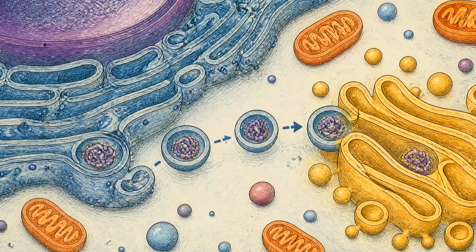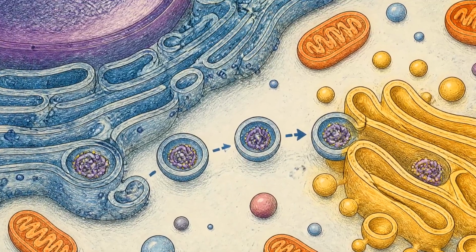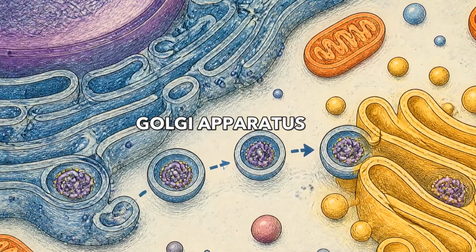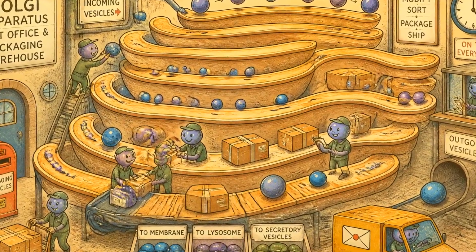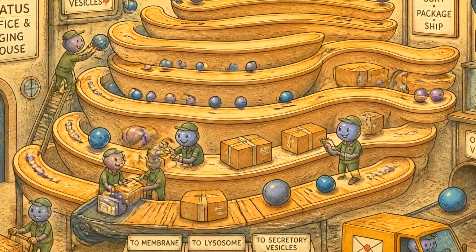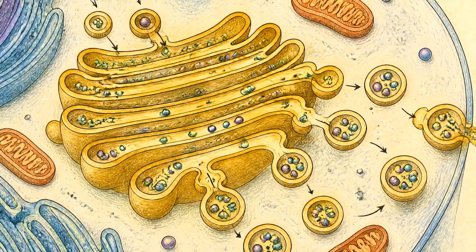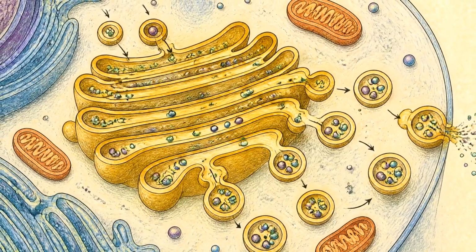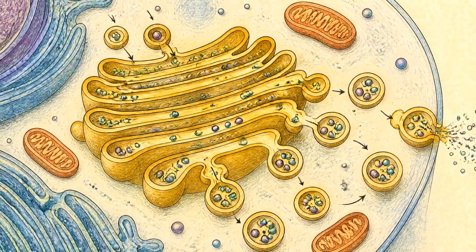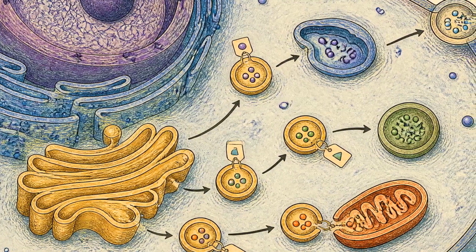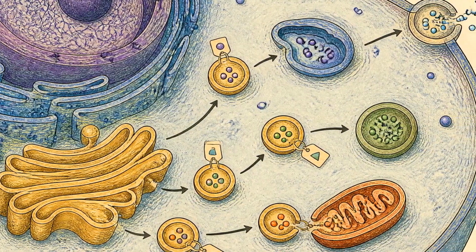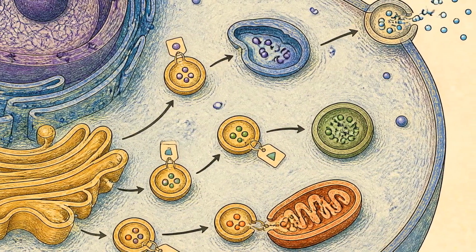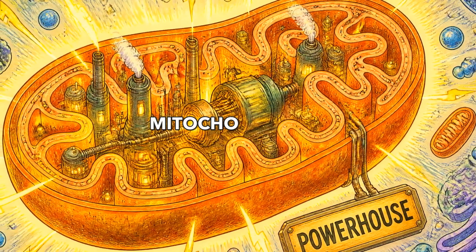Once proteins are made, they aren't immediately ready to use. They first travel to the Golgi Apparatus. Think of the Golgi as the cell's shipping and packaging center. It modifies proteins, sorts them, packages them into small sacs called vesicles, and sends them exactly where they're needed. Whether the protein stays inside the cell or gets released outside, the Golgi makes sure it reaches the correct destination.